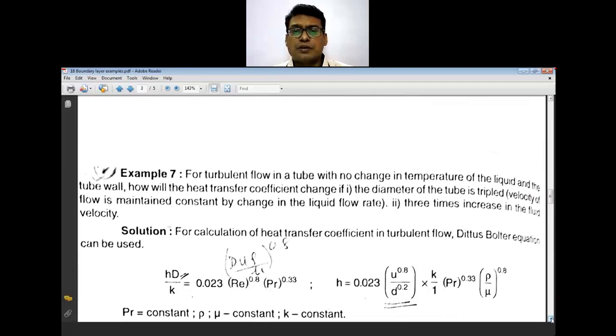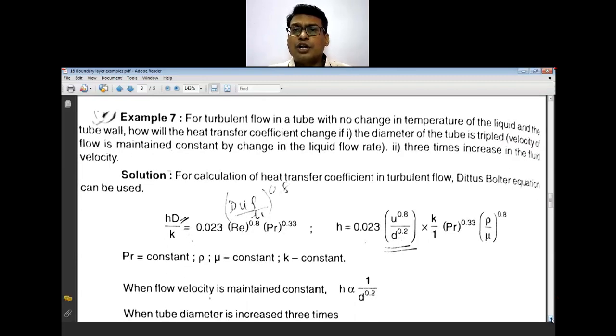Then coming to the next example. For turbulent flow in a tube with no change in temperature of the liquid and the tube wall, that means your delta T is constant, how will the heat transfer coefficient change if the diameter of the tube is tripled, keeping the velocity constant? And second, if there is a 3 times increase in the fluid velocity, what will be the change in the heat transfer coefficient that one can calculate.